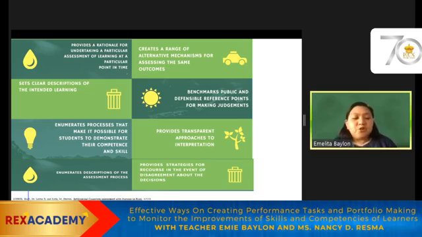So, what are the roles of teachers, according to Dr. Lorna Earle, in creating or preparing students for assessment of learning? First, teachers should be able to provide a rationale for undertaking a particular assessment at a particular point in time, so that we could really ensure that there's a targeted or intended learning.